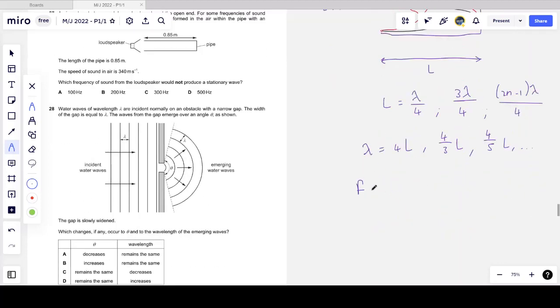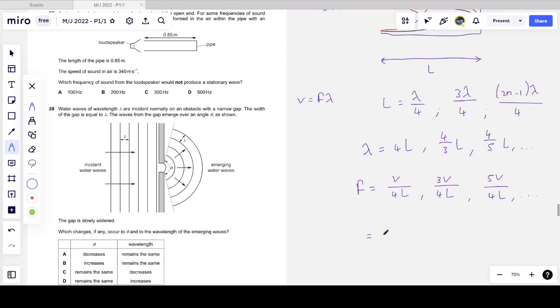Now, frequency is speed over wavelength, because the wave equation tells us that v is f lambda. So frequency is v over 4L, 3v over 4L, 5v over 4L, and so on. So the frequencies that are going to generate standing waves are these.